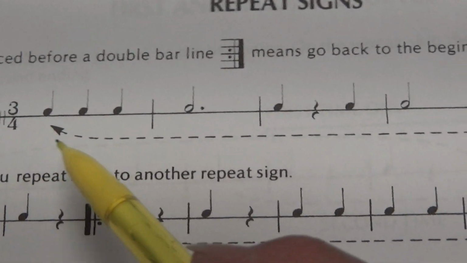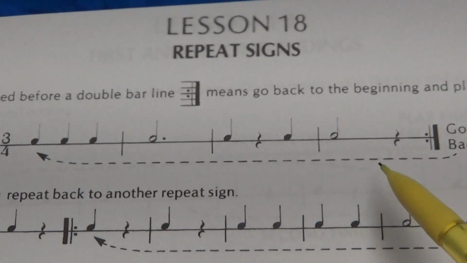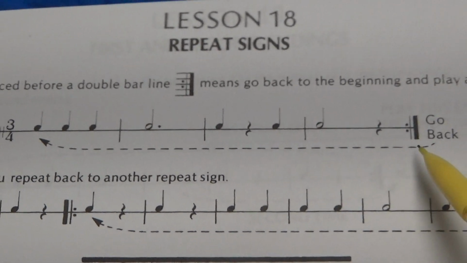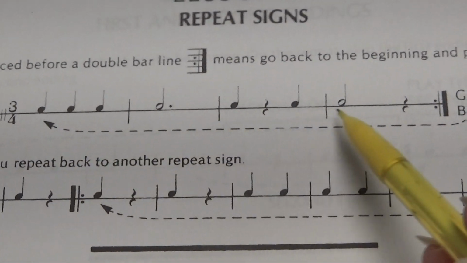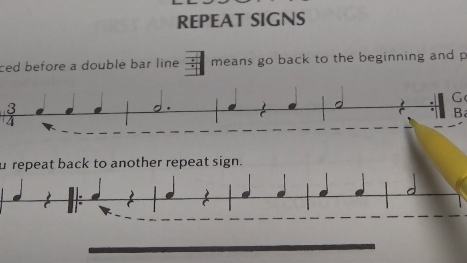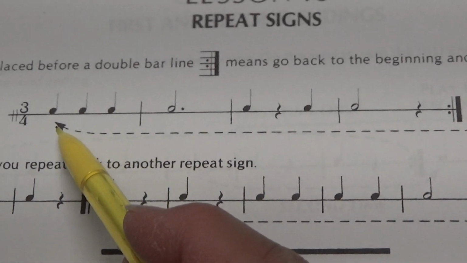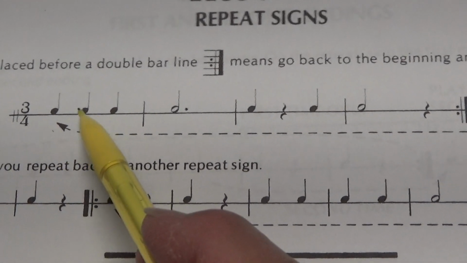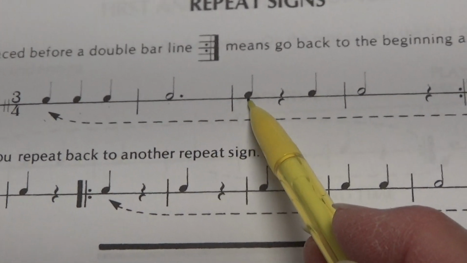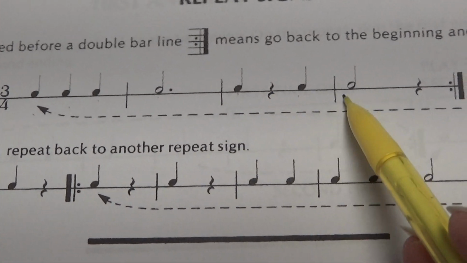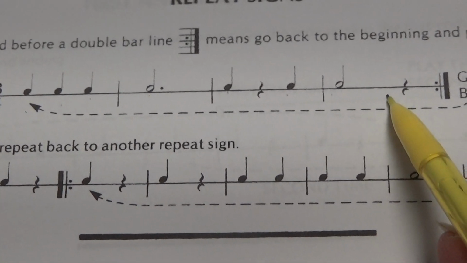For example, if we take this line of music, you'll see there is a repeat sign. So that means to go back to the beginning and then you'd play it one more time. And if you're reading the rhythms here, it'd go 1, 2, 3, 1, 2, 3, 1, 2, 3, 1, 2, 3, and you'd rest on the rest.